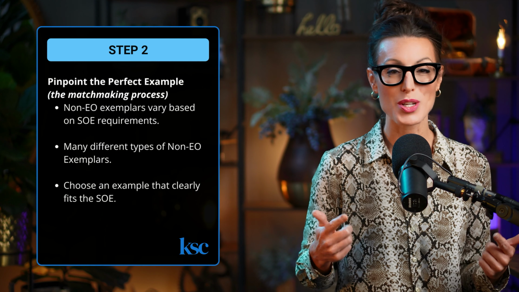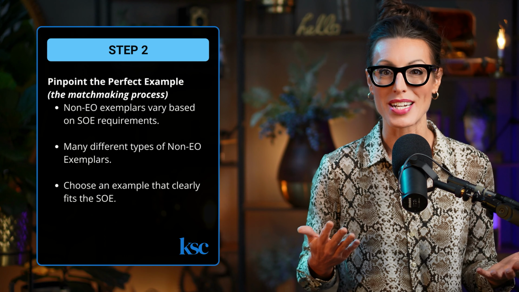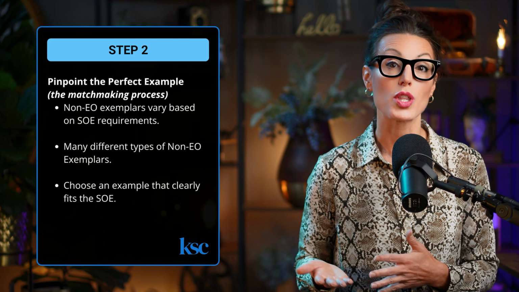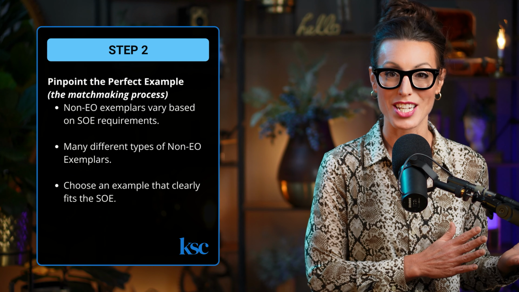Once you've broken down your SOE statement and you're really clear on what you need to prove or demonstrate, it's time for step 2. This is where you're going to find the right example. And this is what I like to call the matchmaking process. Essentially, you are pairing SOE criteria with a real-life example, project, or initiative inside of your organization.